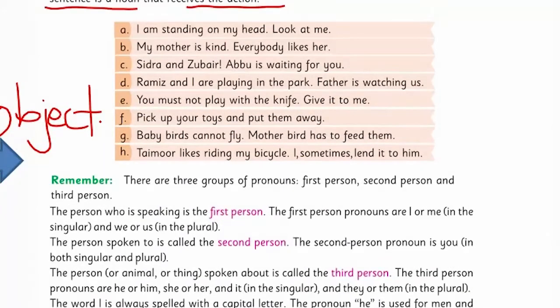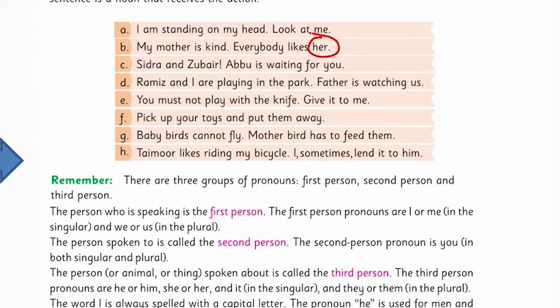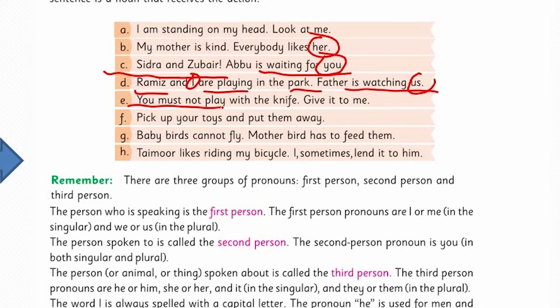Look, here are some examples. I am standing on my head. Look at me. I here and me here are pronouns. My mother is kind. Everybody likes her. Here her is a pronoun. Example 3: Sidra and Zubair, Abu is waiting for you. Here you is a pronoun. Ramiz and I are playing in the park. Father is watching us. I and us are also pronouns. You must not play with the knife. Give it to me. You and me are the pronouns here.